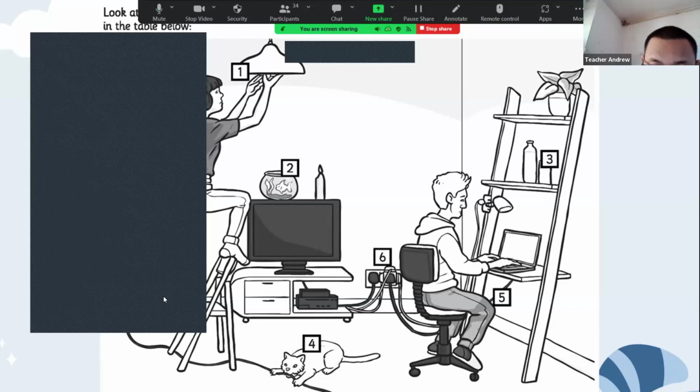So number 5 is dangerous because the wire goes through the man's chair, and he's basically sitting over the wire, which is not safe because if there's any opening or any cut in the wire, he might get electrocuted. So thank you very much for the participation.